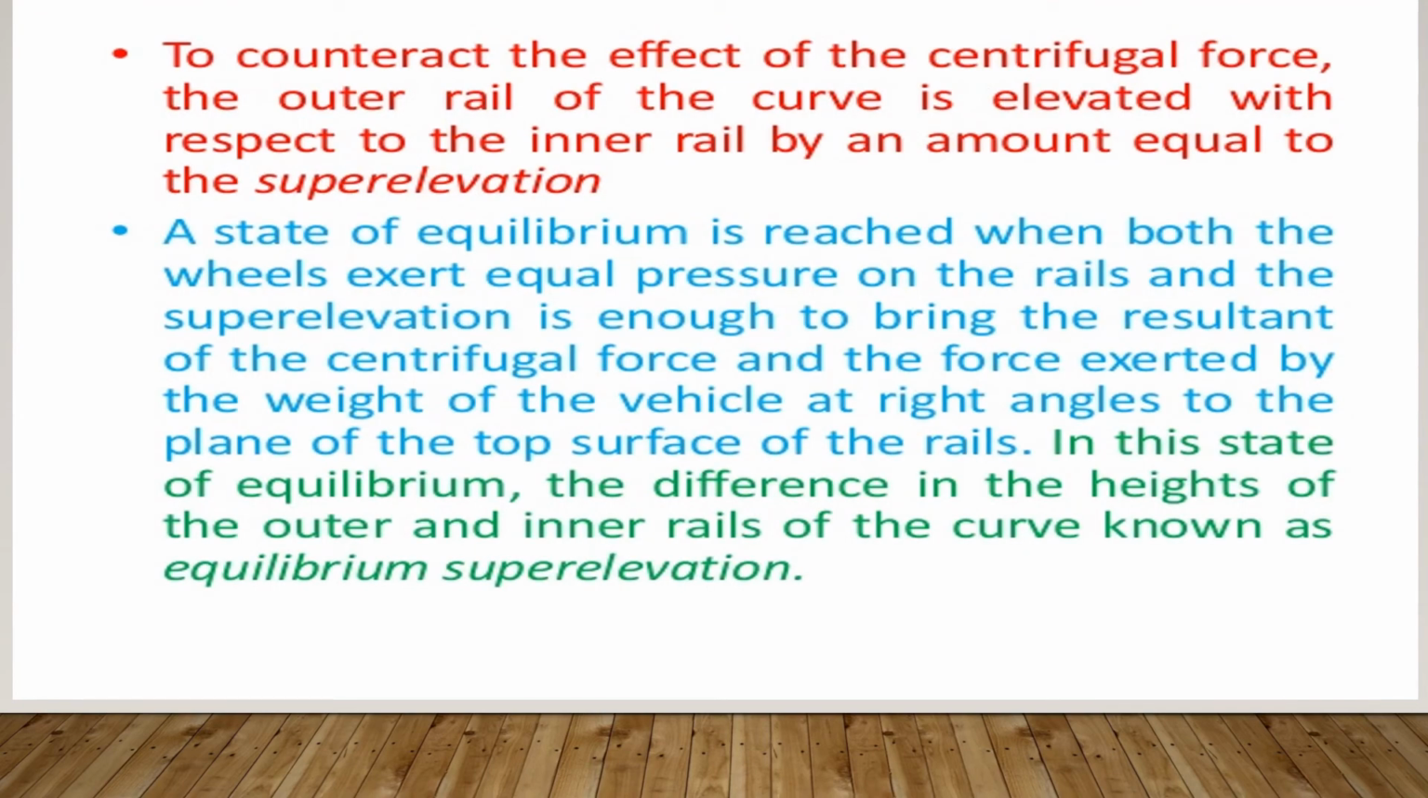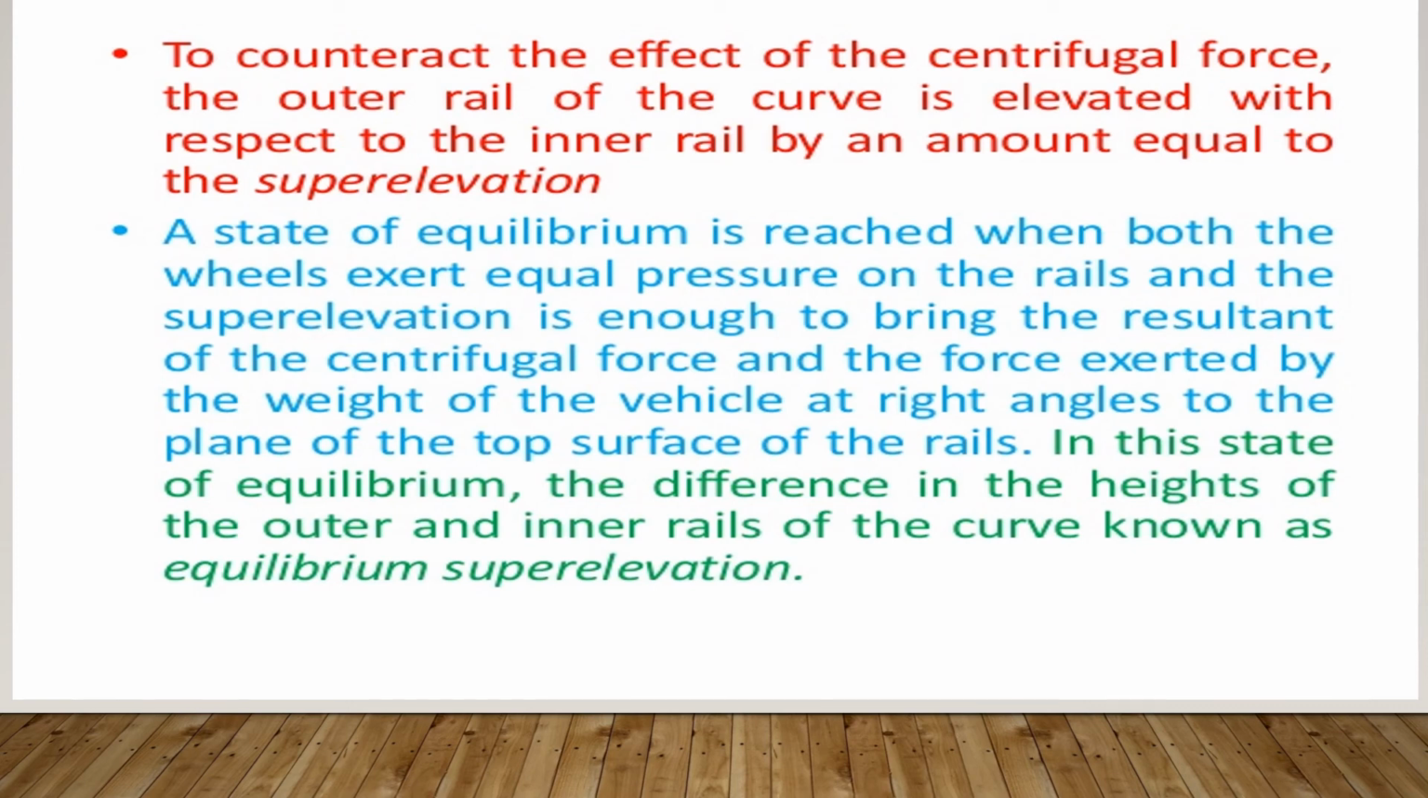To counteract the effect of centrifugal force, the outer rail of the curve is elevated with reference to the inner rail. This is what we just studied, and this is called super elevation. Overall, its purpose is to minimize the effect of centrifugal force. A state of equilibrium is reached when both the wheels exert equal pressure on the rail and the super elevation is enough to bring the resultant of the centrifugal force and the force exerted by the weight of the vehicle at right angle to the plane of top surface of rails.